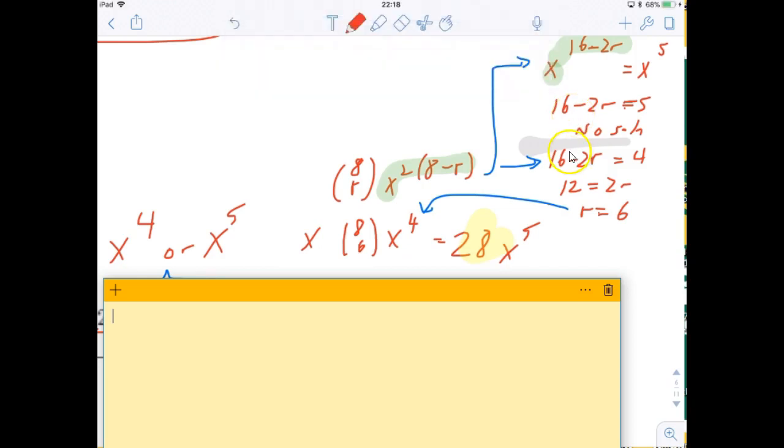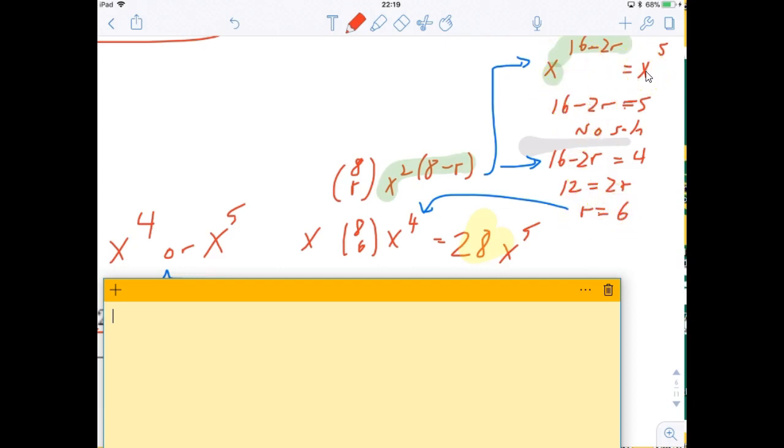So let's look at when x to the 16 minus 2r equals x to the fourth. That would be this case here. 16 minus 2r equals 4. So 12 equals 2r. We're going to divide both sides by 2. We get r equals 6. Okay, r equals 6. So r equals 6 is the only solution, because the x to the fifth possibility led to no solution.